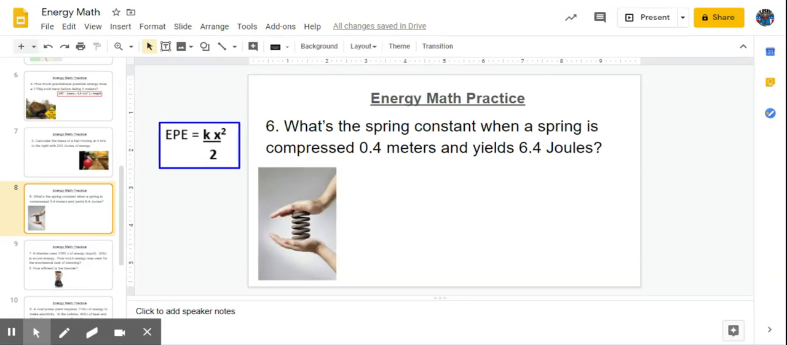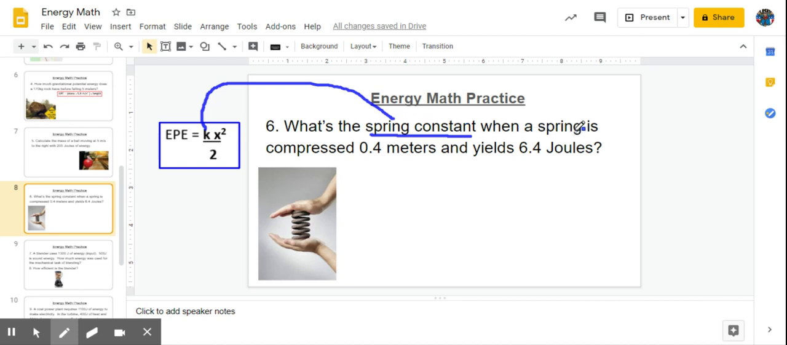Number 6. What's the spring constant when a spring is compressed 0.4 meters and yields 6.4 joules? Okay, so spring constant. We only had one equation that actually had the spring constant in it. And if you remember from your notes, the spring constant is the K value right there. So that's what I'm solving for. I'm solving for the K value.